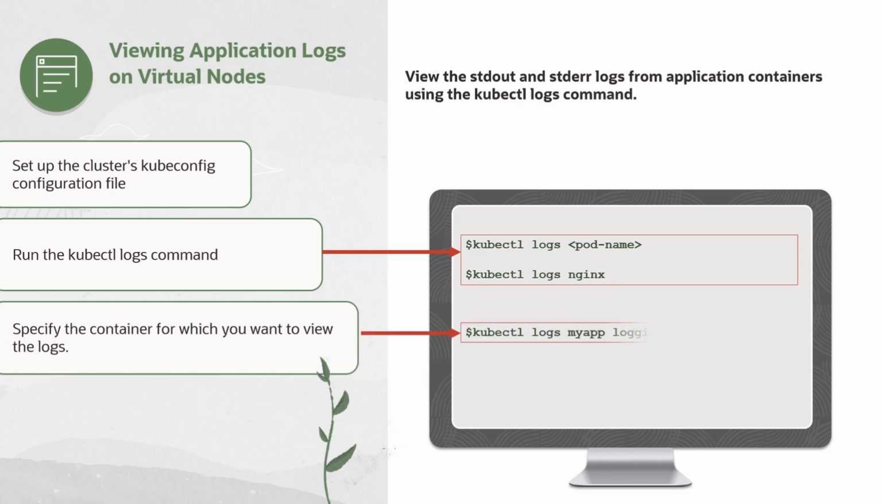But if you have instances where a pod contains more than one container, you must specify the container for which you want to view the logs. For example, you can run kubectl logs myapp and specify the container name. Here myapp is the pod having two containers, let's say called nginx and logging, and with this command you want to access the logs of the logging container within the myapp pod.